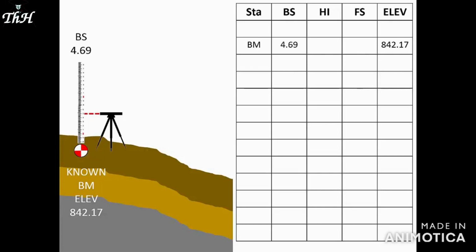on the benchmark row. Armed with this information, we now have sufficient data to compute the height of instrument. Since the line of sight is above the point where the rod sits, we'll add the backsight reading to the elevation. At this instrument setup, 4.69 plus 842.17 equals 848.86 feet. We'll record that result in the HI column in the next row down the page.